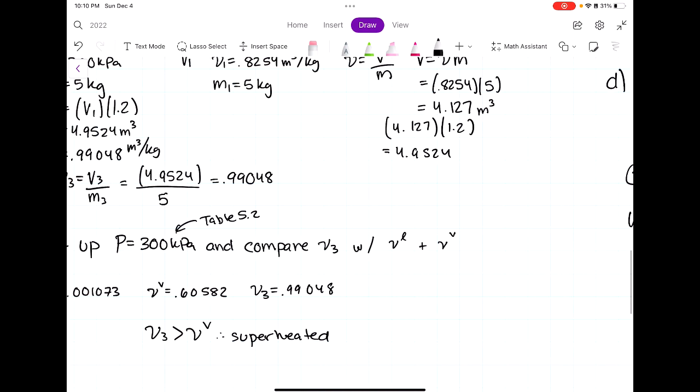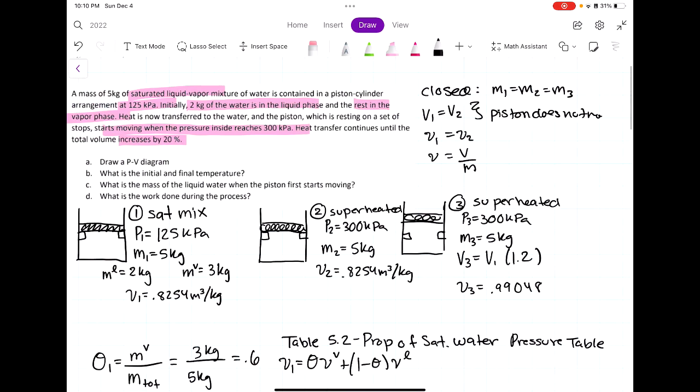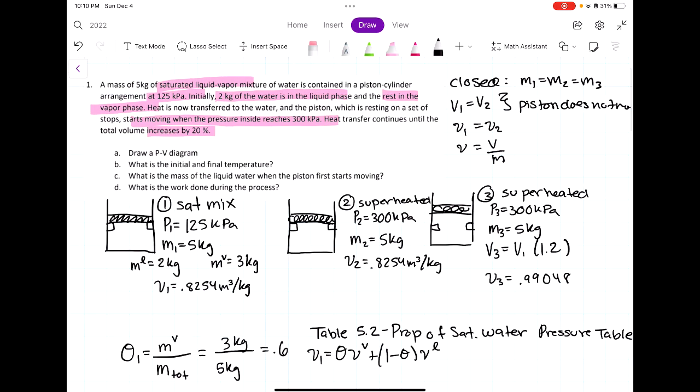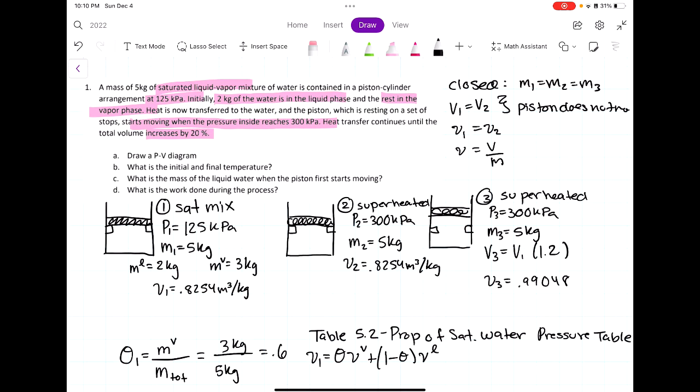Alrighty, so that is it for today's video. I would say this is one of the easier piston-cylinder problems, but it's good to know your basics. So hopefully you learned something, and good luck with your studies.